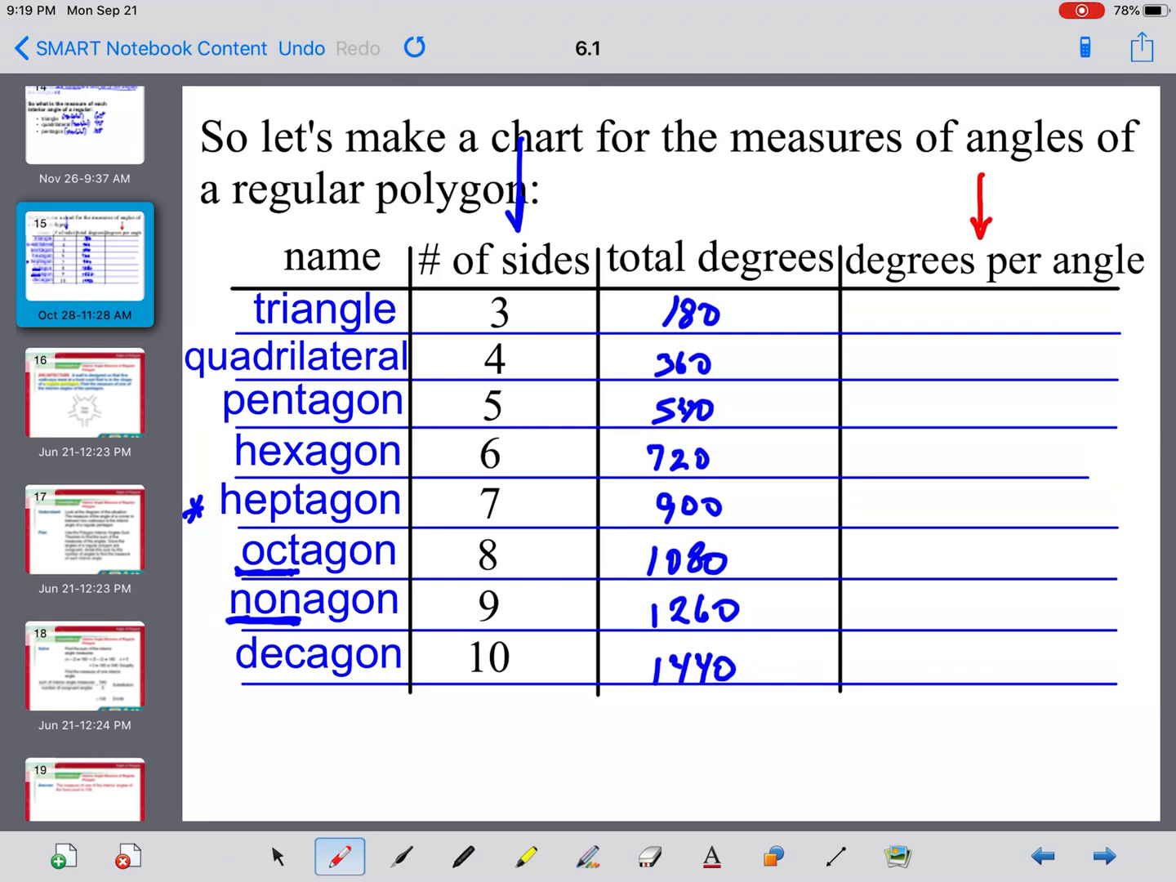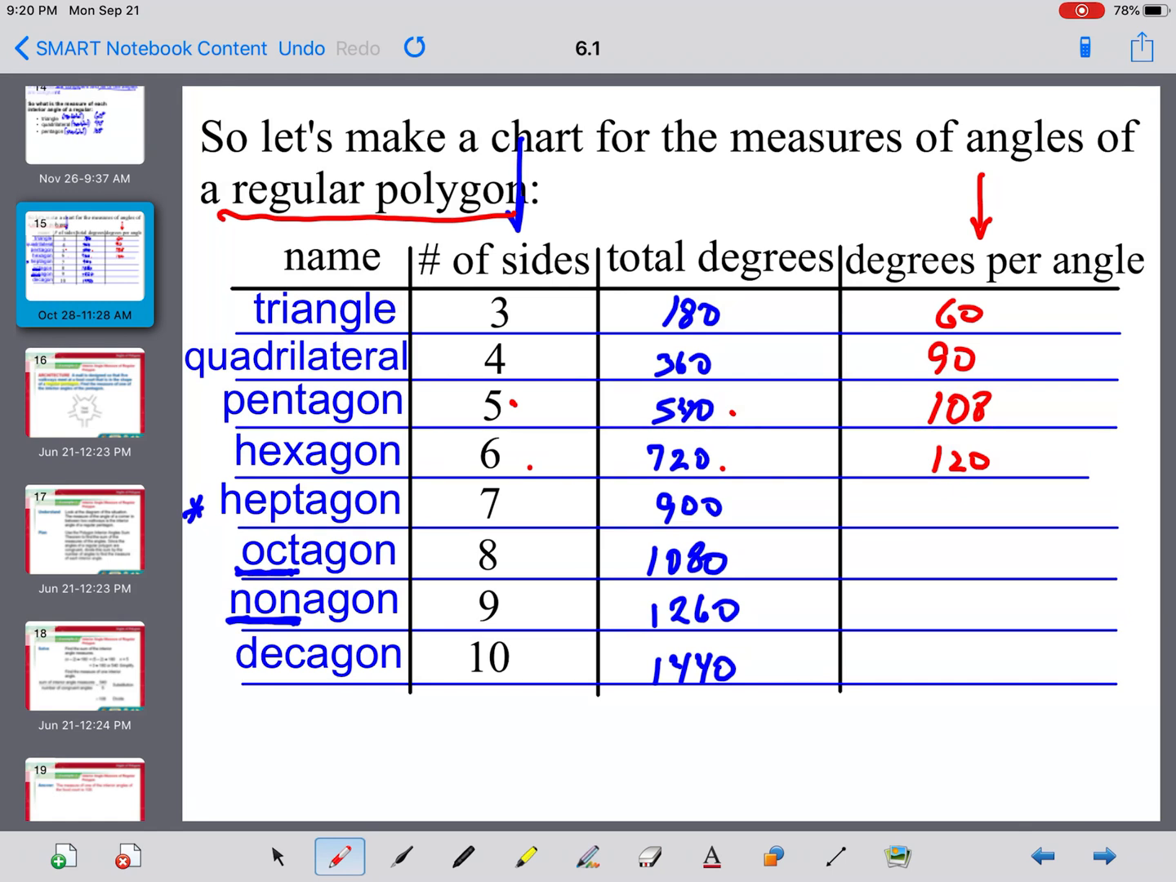Then we have this column out here, which is degrees per angle. That's for a regular polygon. So we divide the 180 by 3, 60. The 360 divided by 4, 90. The 540 divided by 5, 108. We saw that on the previous page, all three of those. So we continue: the 720 divided by 6, that is 120. So if there's 6 angles, they've got to be 720 in all. You divide to find out the 120.